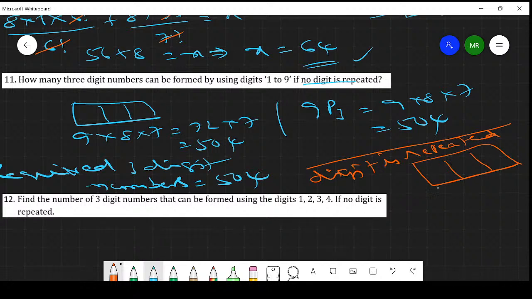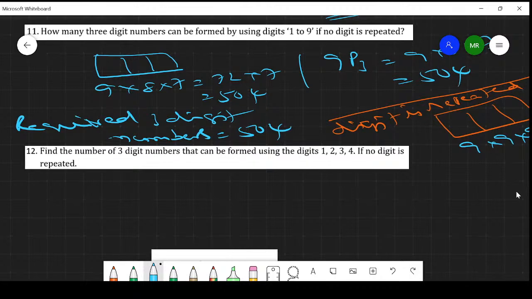So your answer will become 9 ways, 9 ways, 9 ways, because we have 9 numbers and I can take any number any number of times. Since in this problem no digit is repeated, your answer is the earlier one. But if a digit is repeated, your answer will be 9 into 9 into 9. Just verify the difference between these two. To understand, I have done this.